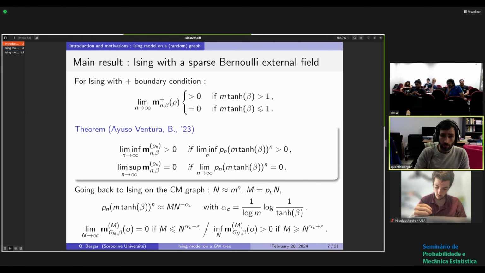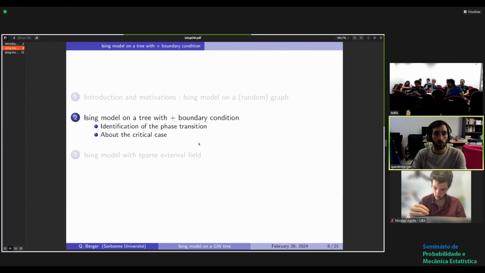So that's our result, and I'll try to give you an idea of how we prove this result, but first I need to introduce the tools that are used to prove it. So now I'll go to the Ising model on a Galton-Watson tree with plus boundary condition, and when I say plus boundary condition, I mean on the leaves.